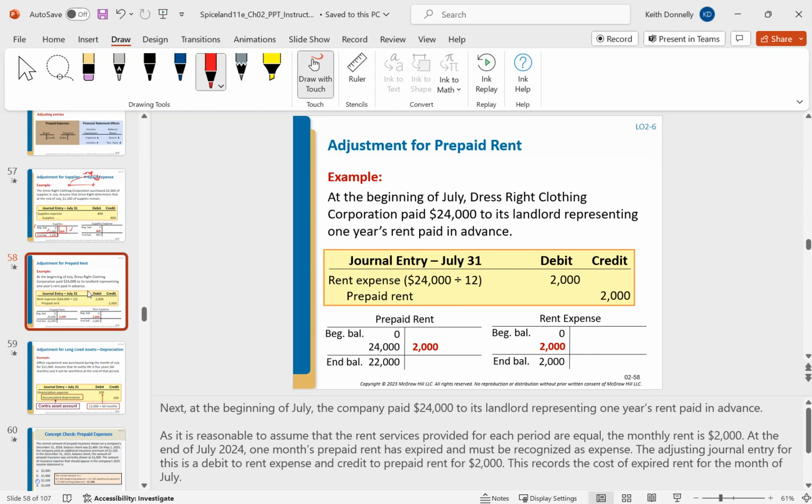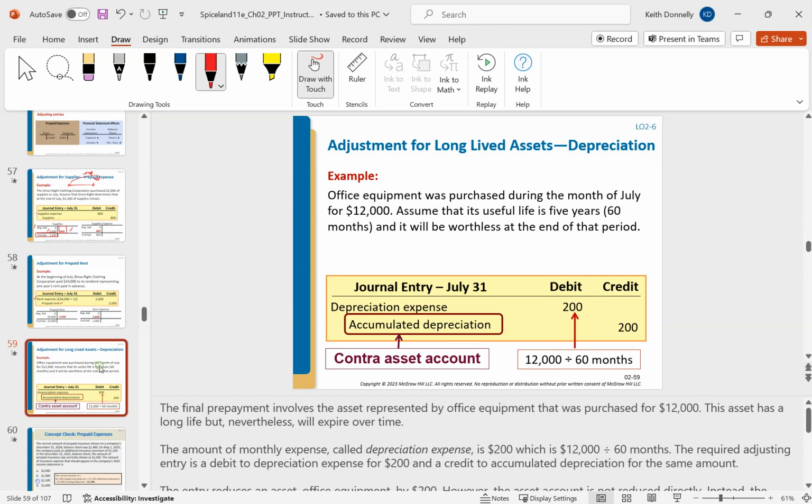Here's that rent. The idea, it looks like what's going on here: we prepaid some rent, then we used it. So it looks like we must have used, in this case, 2 months. So we're going to take rent expense. And then that asset we put up there, the prepaid rent, we're going to knock it down.